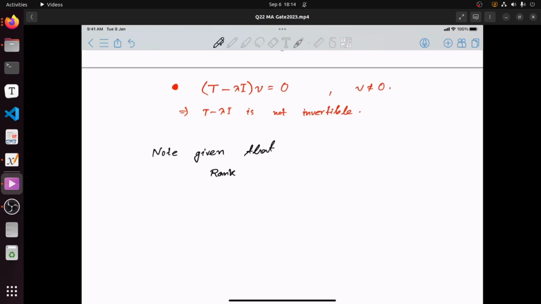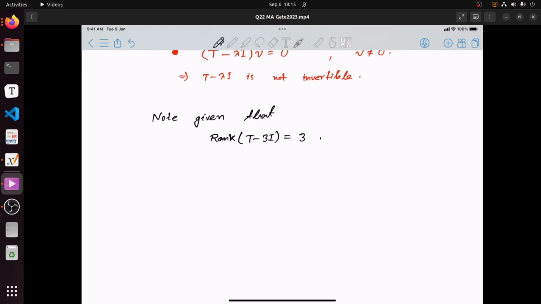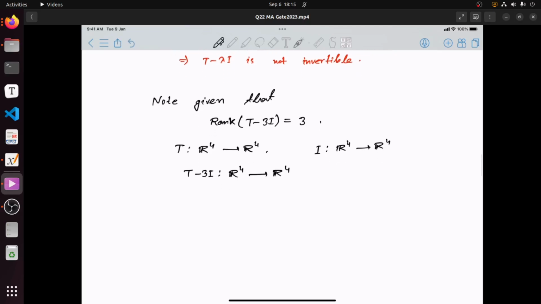Rank of T minus 3I is 3, right? So what is this saying? So T is a linear transformation from R4 to R4, right? And identity is also a linear transformation from R4 to R4. So T minus 3I is also a linear transformation from R4 to R4. So the rank of 3 is given.